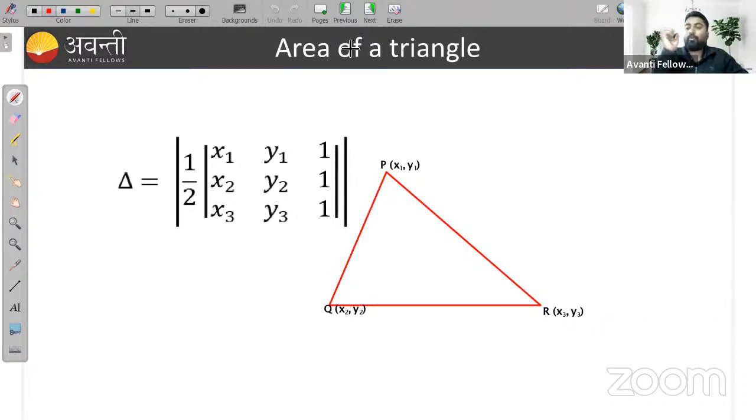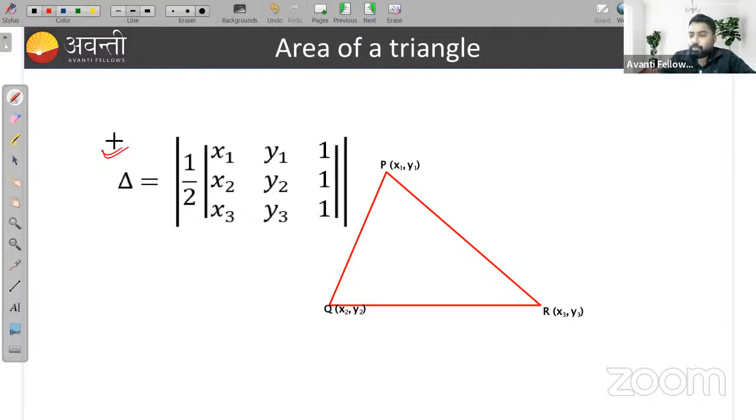And if you have all the coordinates of all three vertices of the triangle, then how can you find the area of the triangle? So you have here a triangle PQR, and the coordinate of P is (x1, y1), the coordinate of Q is (x2, y2), and the coordinate of R is (x3, y3). So what is the formula to get the area of the triangle? Okay, so this is the main formula.